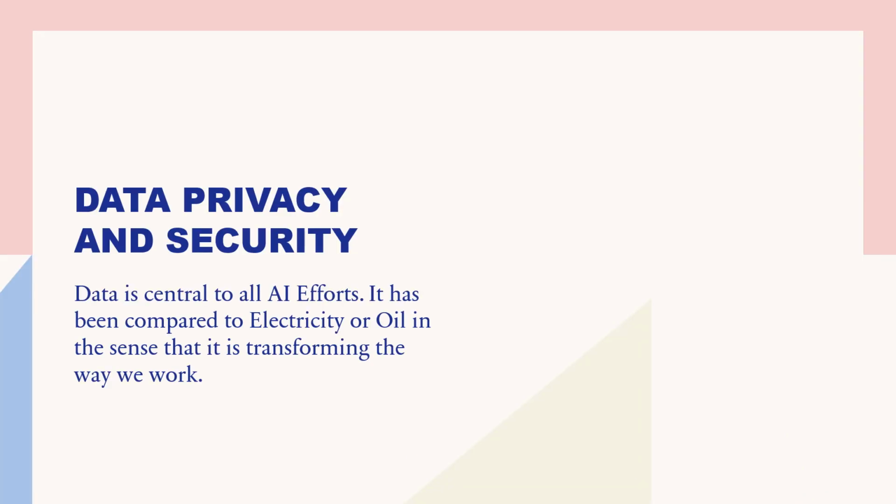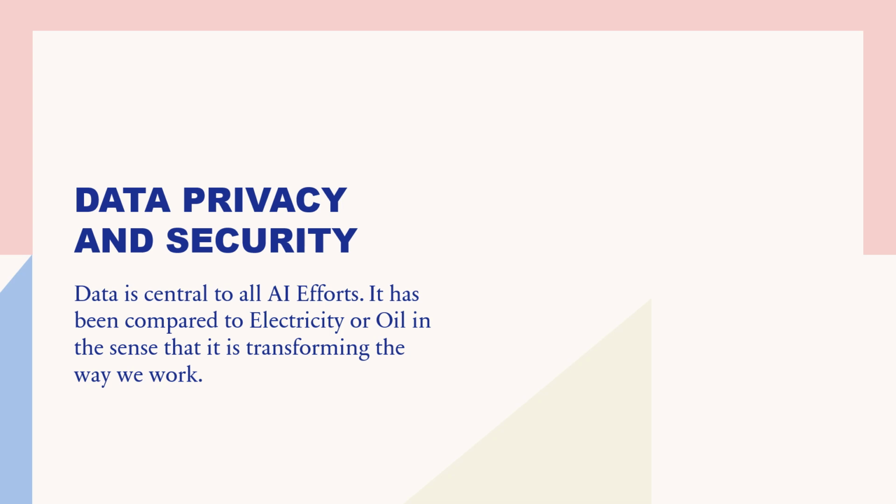So first is data privacy and security. Data, we all know, is central to all AI efforts. It has been compared to electricity or oil in the sense that it is transforming the way we work. However, using data in training or passing information while interacting with generative AI is prone to privacy and security risk. A user can commit different kinds of mistakes while interacting with generative AI.